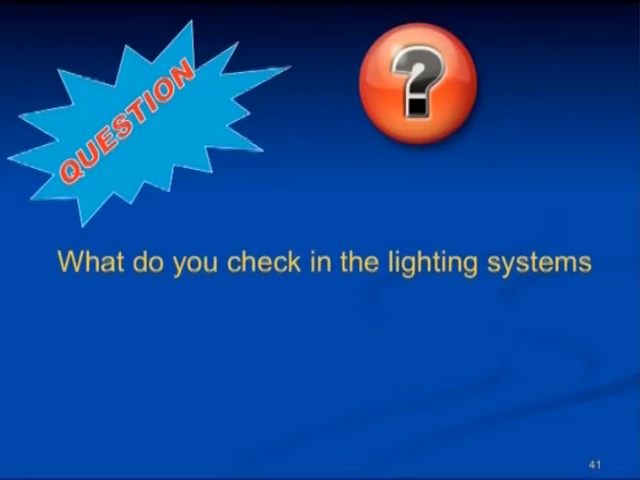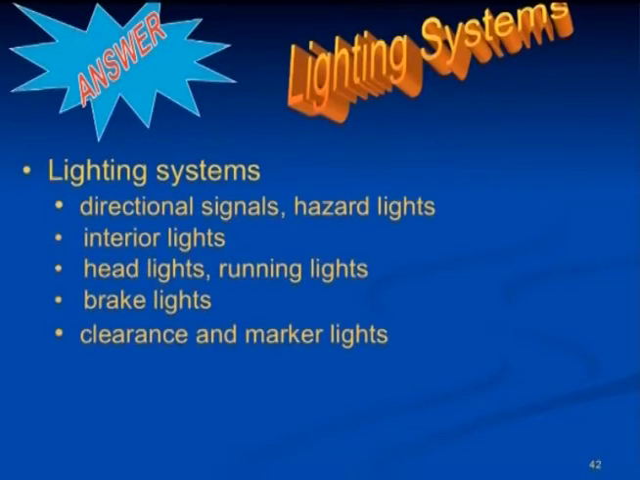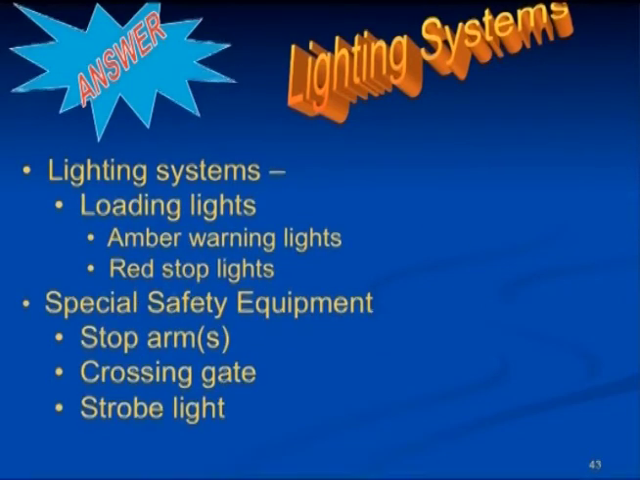What do you check in the lighting systems? Check your directional signals, your hazard lights, your interior lights, headlights and running lights, brake lights, clearance and marker lights. Check your loading lights, so both the amber and the red loading lights, as well as the equipment that is activated along with the red lights, which are the stop arms or the stop sign, the crossing gate out in front of the bus, and the strobe light.